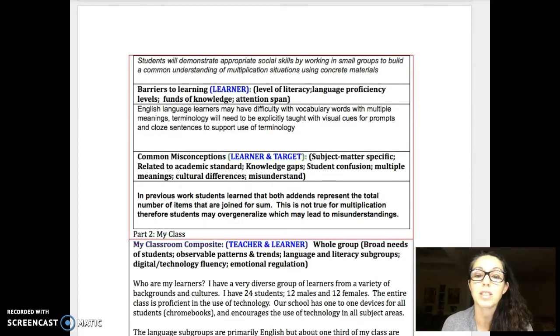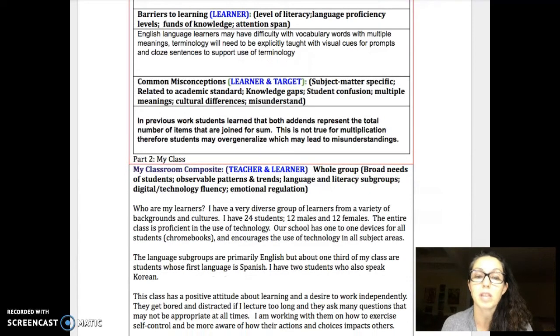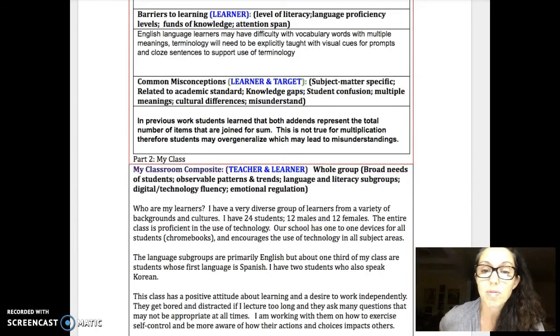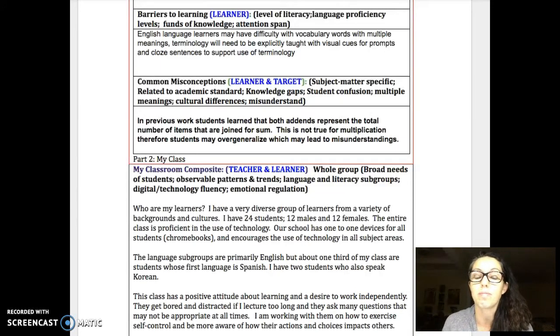Common misconceptions are subject-related issues that I might come across when teaching this lesson. I'll also want to address some knowledge gaps. So oftentimes students come into the classroom and they might not have the prior knowledge needed to work at their grade level. Any other concepts that might be confusing, multiple meanings, cultural differences, etc. So in previous work, students learned that both addends represent the total number of items that are joined for the sum. This, however, is not true for multiplication. Therefore, students in this class may overgeneralize, which may lead to misunderstanding.